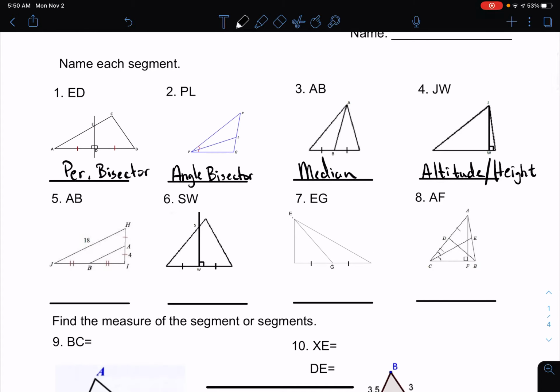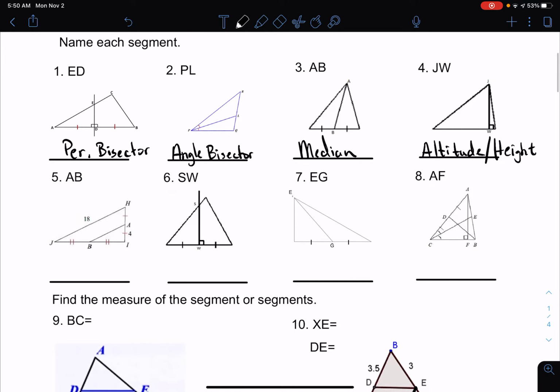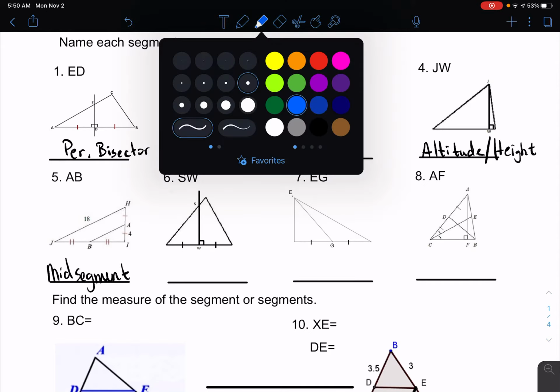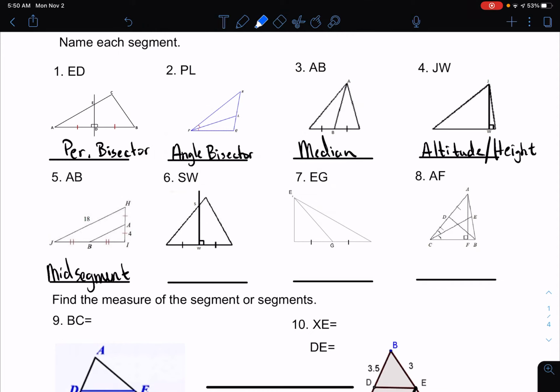Number 5, that one's going to be a mid-segment. And then I'll let you do 6, 7, and 8. And remember, for number 8 here, I know it looks a little difficult, but it says, what is AF? AF, just AF. So you can name that one.